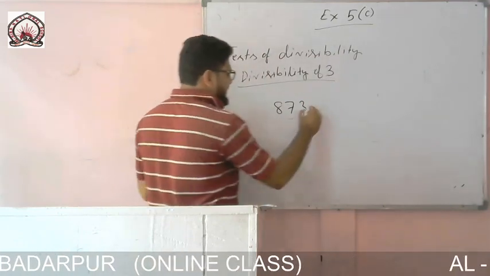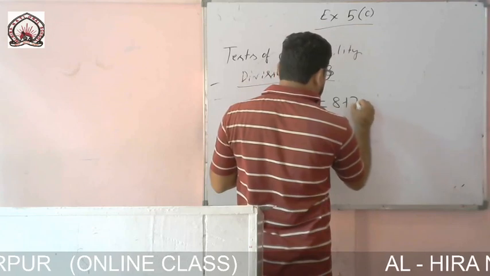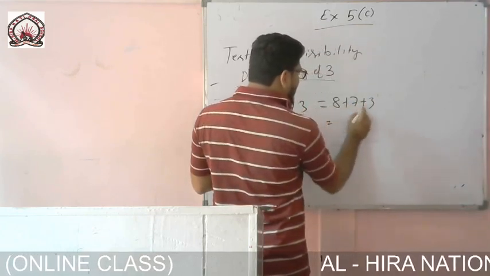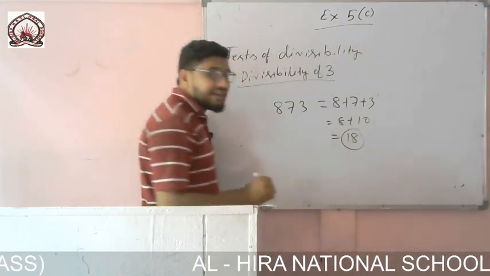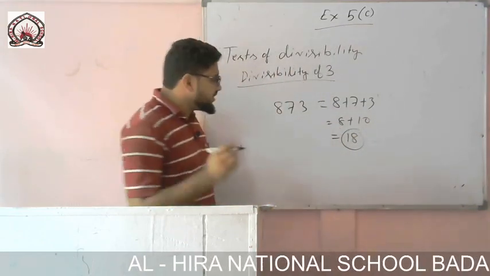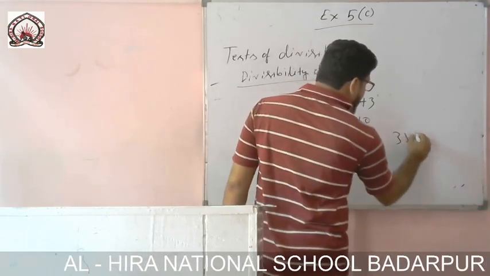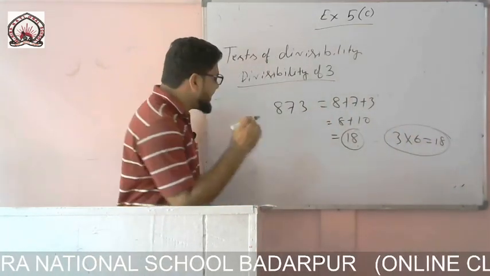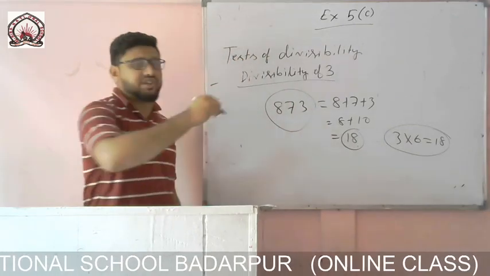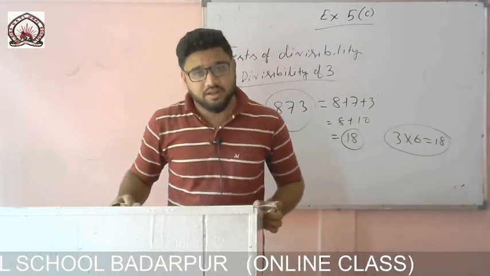So you see 8 plus 7 plus 3. 7 plus 3 is 10, plus 8 is 18. 18 is divisible by 3, because 3 6s are 18. So 18 is divisible by 3. That means the whole number 873 is divisible by 3. Understood?